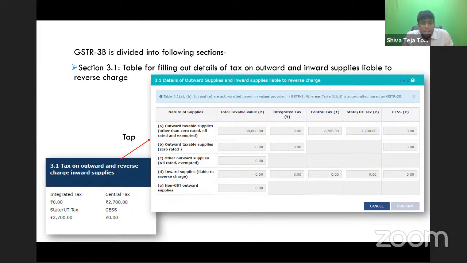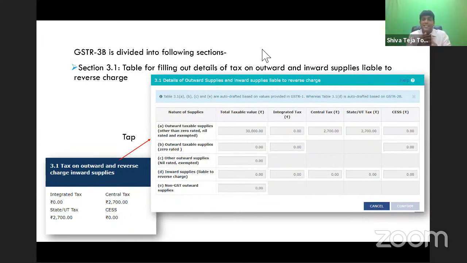Sir, where to show supplies liable to reverse charge? My dear friend, if we are making supplies which are covered under reverse charge, from the supplier's point of view, there is no column in 3B to show that. So practically a lot of people are showing that in the exempted column. That's what people are trying to follow. But as such, there is no separate column to show supplies attracting reverse charge. Inward supplies attracting reverse charge are there, but outward supplies attracting reverse charge are not there in 3B.